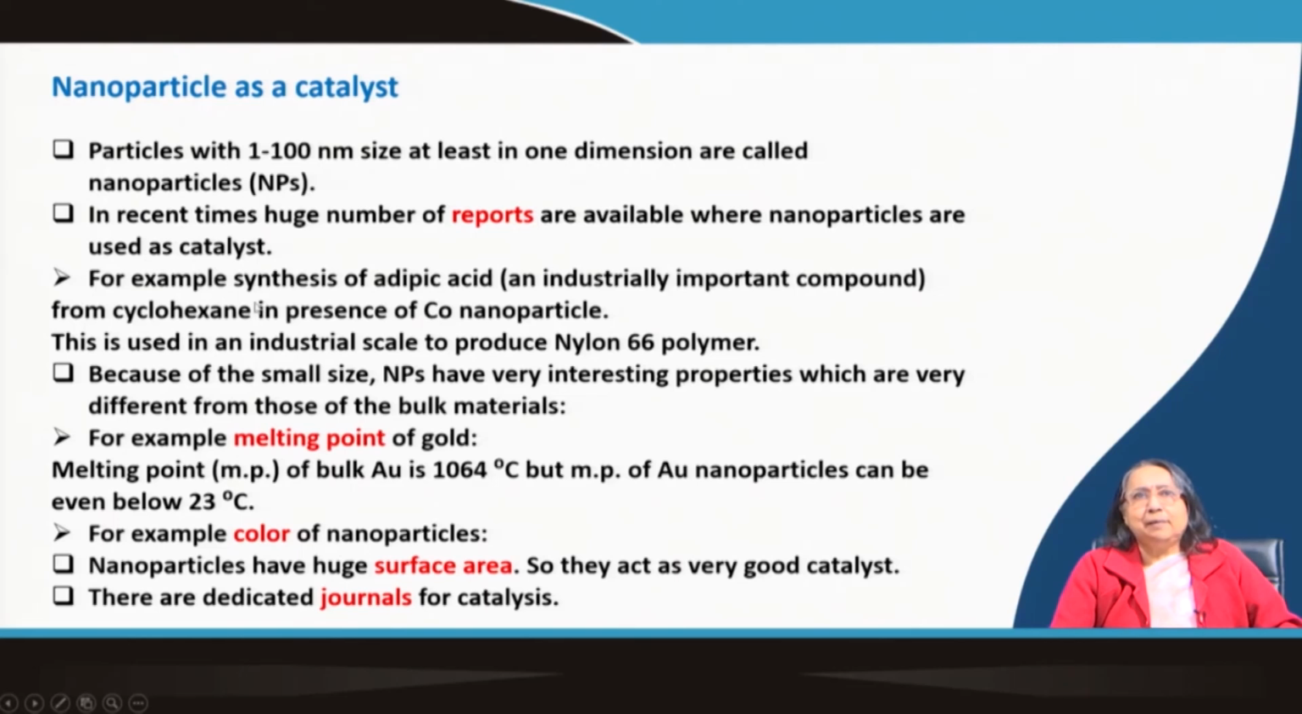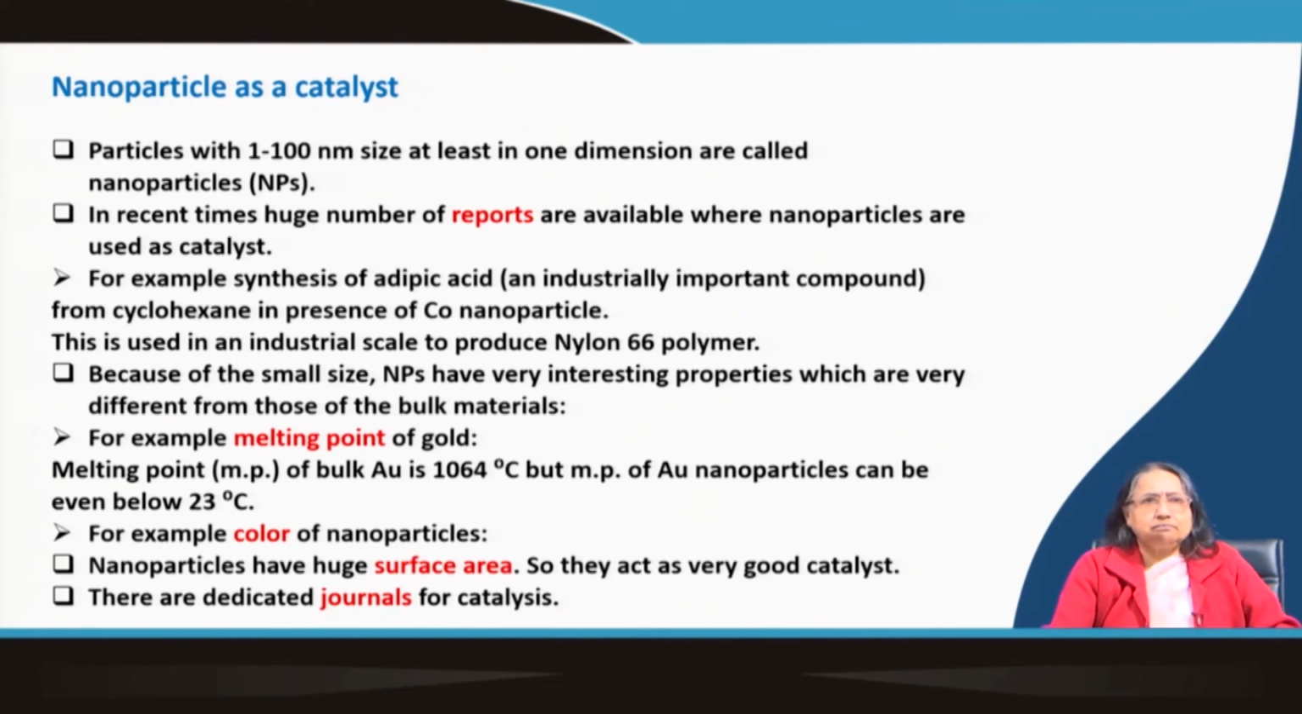So, some applications of nanoparticles as catalyst. Here you can see adipic acid, an industrially important compound. Adipic acid can be synthesized from cyclohexane by using this cobalt nanoparticle. The details I have not given, but I can tell you that the cobalt nanoparticle is acting as a catalyst in this reaction. Cyclohexane, if you know benzene, then if you remove the double bonds, it will be cyclohexane.